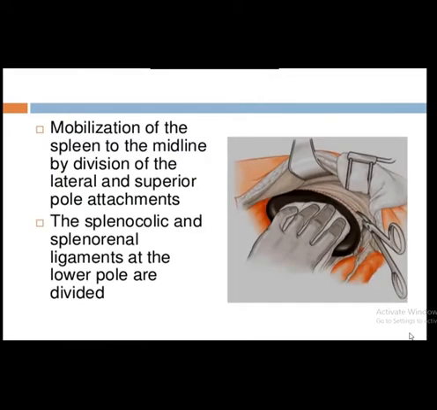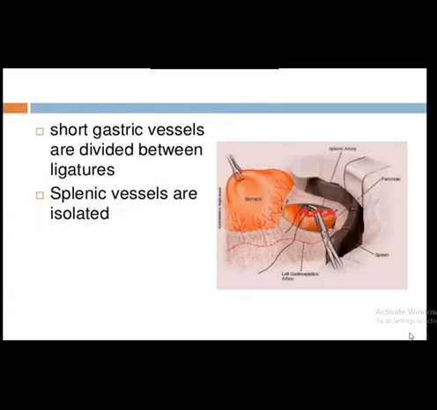First of all, you have to mobilize the spleen. So mobilization of the spleen is to the midline by division of the lateral and the superior pole attachments. The splenocolic and splenorenal ligaments at the lower pole are to be divided. You can see in the picture that the diaphragmatic attachment of the spleen is being cut in this figure.